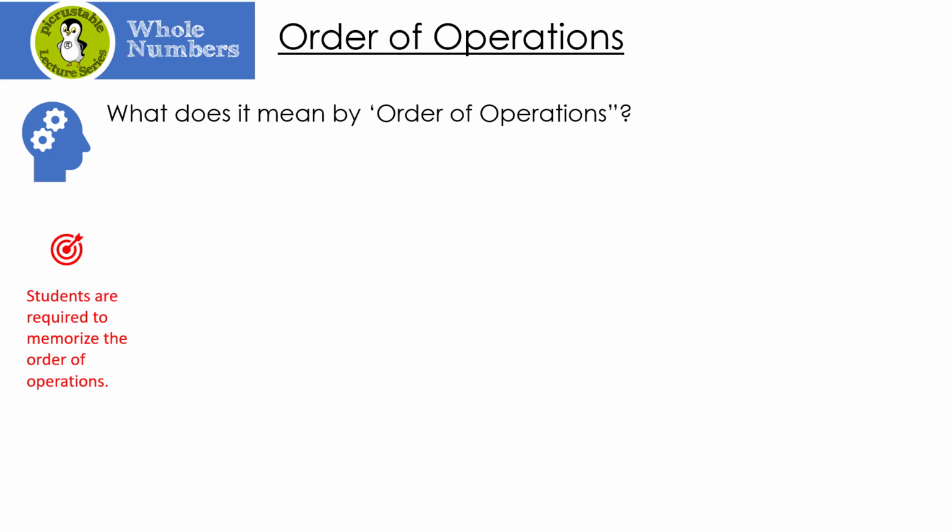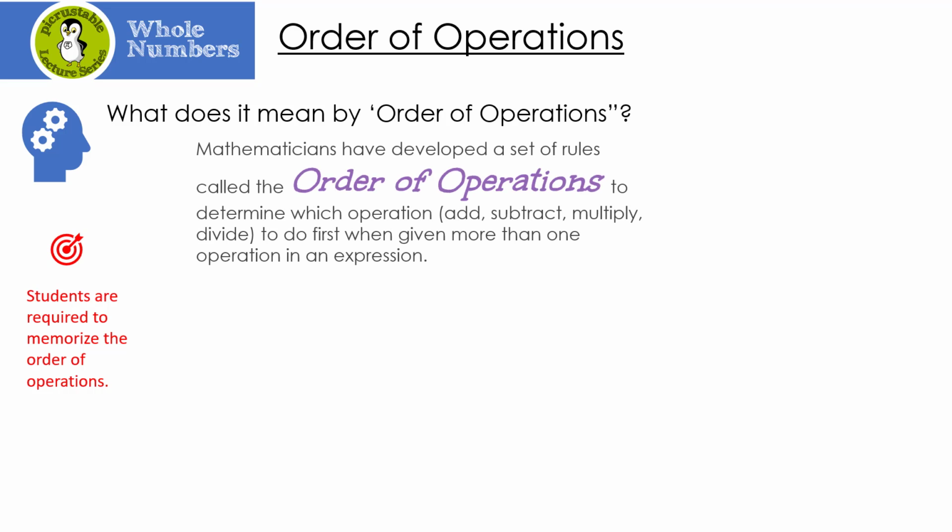Before we get started, we should actually talk about what is meant by order of operations. Mathematicians have developed a set of rules called the order of operations to determine which operation, add, subtract, multiply, or divide, to do first when given more than one operation in an expression.